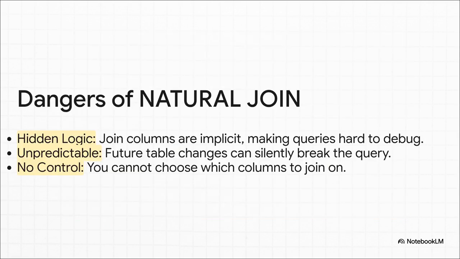So why all the hate? Well, for starters, it completely hides the logic. You can't see what columns it's joining on, which makes debugging a nightmare. But worse, it's a ticking time bomb. Let's say months from now, someone adds a new column to one of your tables that just happens to have a matching name, your query could suddenly break, or even worse, it could silently start returning the wrong data. The takeaway is simple. Always, always be explicit. Use an ON clause. It keeps you in control and your code safe.